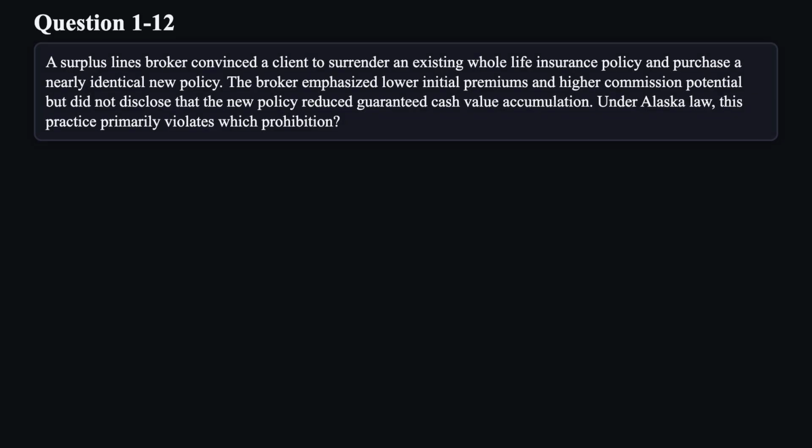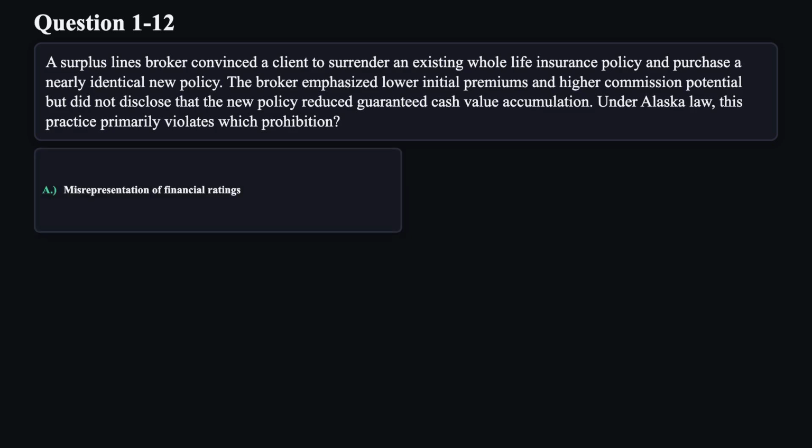Question 12. A surplus lines broker convinced a client to surrender an existing whole life insurance policy and purchase a nearly identical new policy. The broker emphasized lower initial premiums and higher commission potential, but did not disclose that the new policy reduced guaranteed cash value accumulation. Under Alaska law, this practice primarily violates which prohibition?